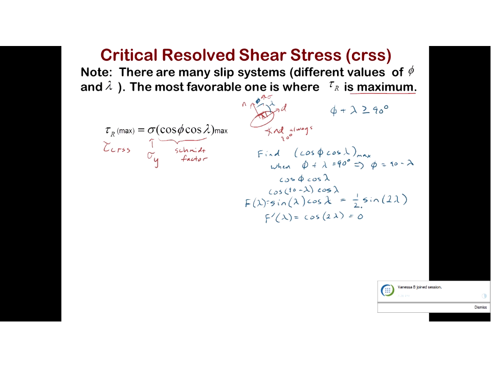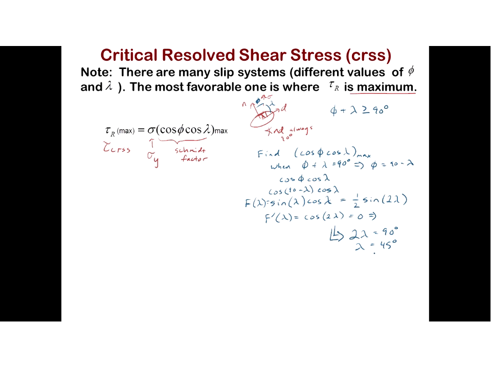So we set this equal to 0, and we find that this is maximum where 2 lambda is equal to 90 degrees, right? Or in other words, this is when lambda is equal to 45 degrees. If lambda is 45 degrees, then phi must be 45 degrees also, if we're talking about when this is maximum.